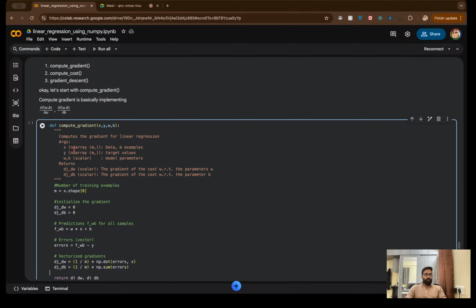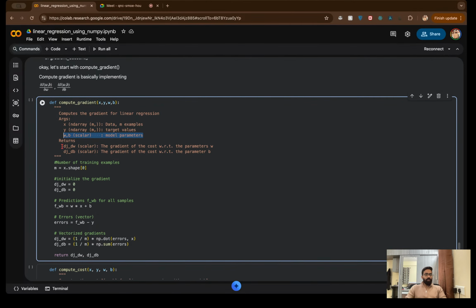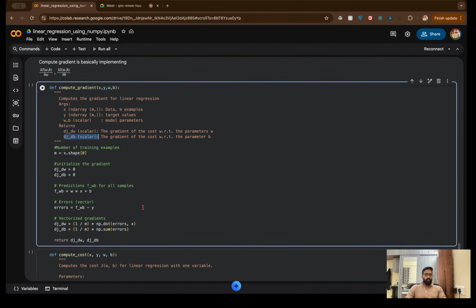In this function, I have input feature x, I have target values y, and I have the w, b model parameters. And what will it return? It will return the derivatives, scalar values of dj by dw and dj by db. Two derivatives it will return.